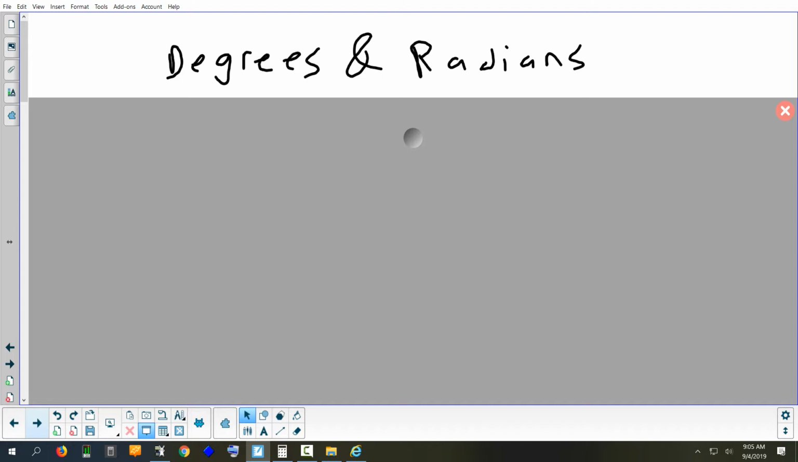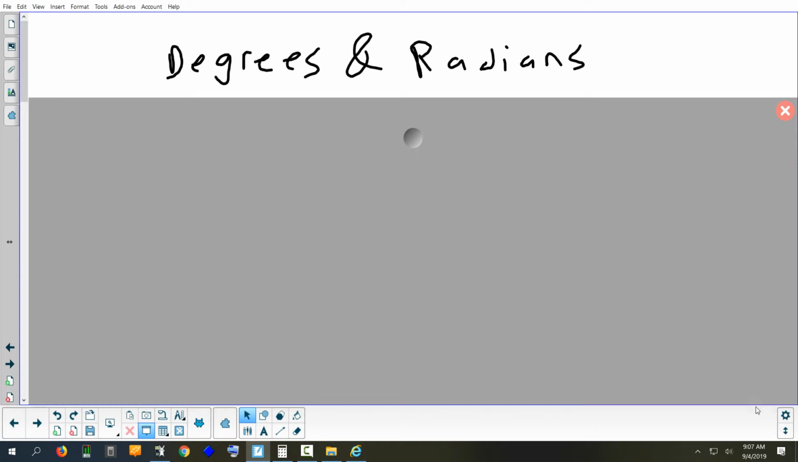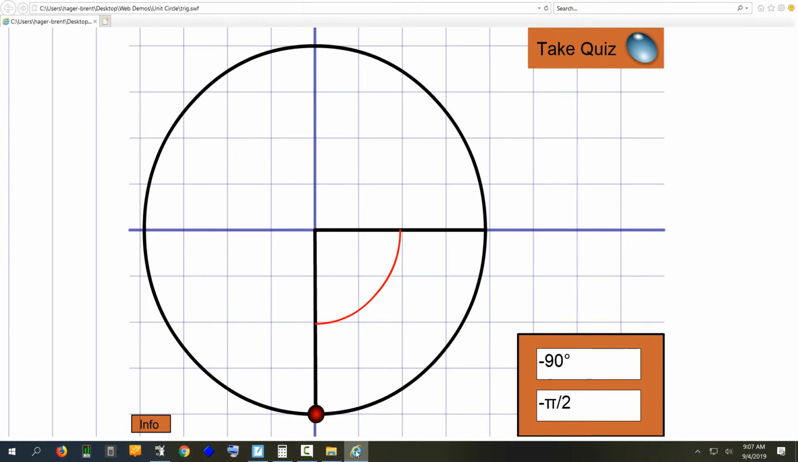So, degrees is one way to measure an angle, and now I'm going to show you a little bit about the other way. As I was using this program, you probably saw, like right now, it says -90, little circle up by the 0. That's degrees. Well, this one down here is radians. And you might notice that sometimes it writes it as a fraction, and sometimes it writes it as a decimal.